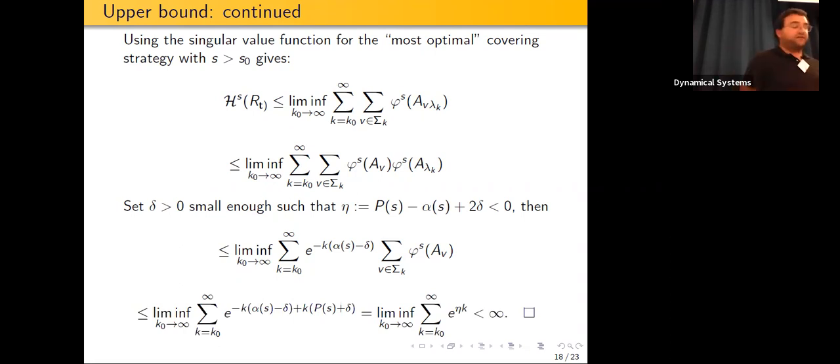And this tells us that the Hausdorff dimension is smaller than or equal to this S, which we've picked to be greater than our target value, this S naught. Hence, it's an upper bound. Okay, so that's pretty standard, and it's just a basic covering argument.